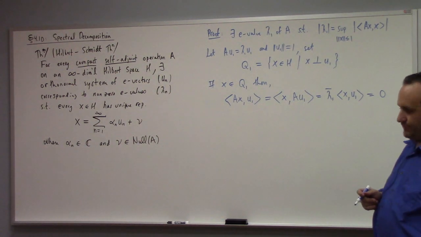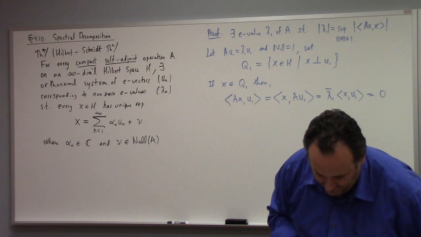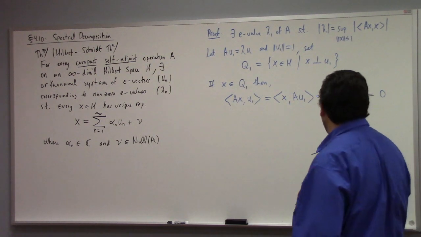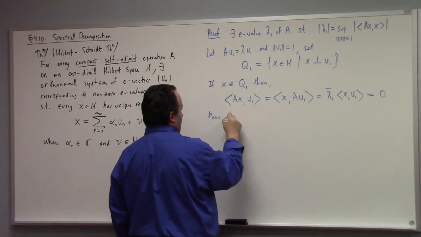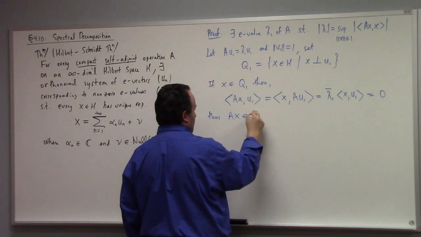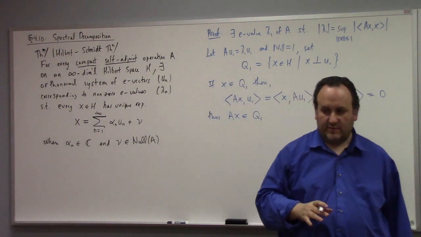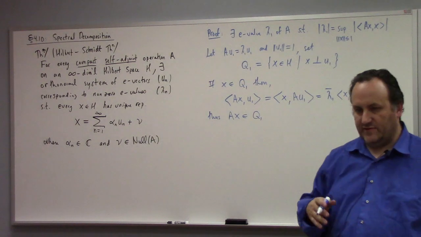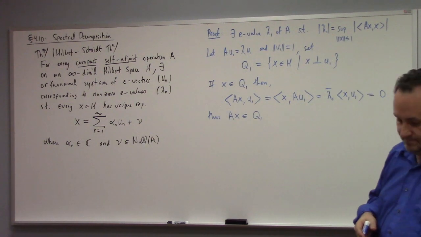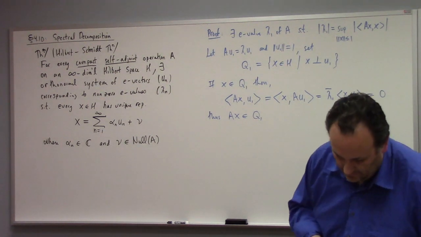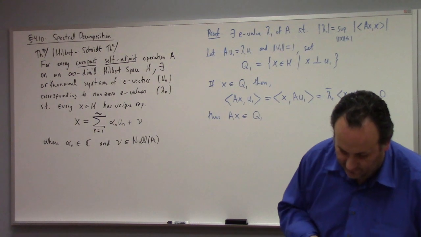All right. So then what? So that means that, thus, AX is also an element of Q1, right? We're assuming X is an element of Q1, but we've just now proved that in fact AX is also an element of Q1. Therefore, A maps the Hilbert space Q1 into itself.